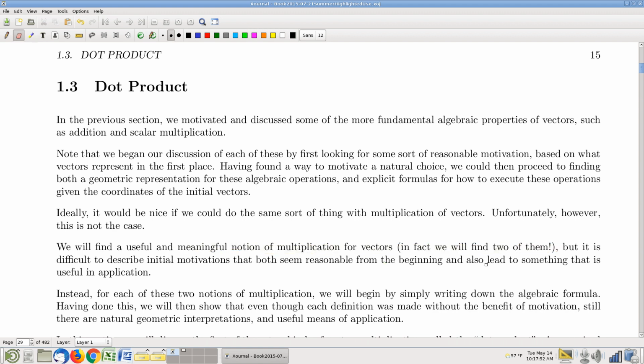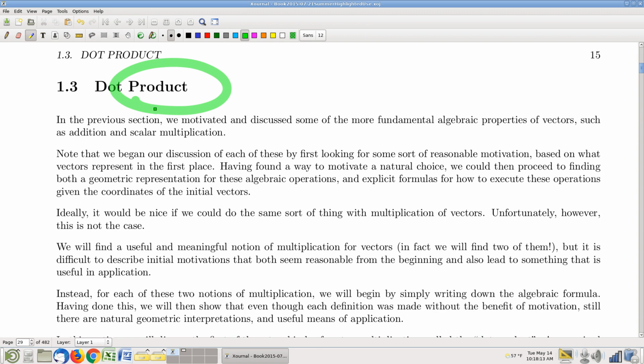So, what does it mean to multiply two vectors? Going on to the next section now. Reminder, what have we done so far? We've talked about what it means to add two vectors. We've talked about what it means to subtract two vectors. We've talked about what it means to multiply a vector times a scalar. Well, what if I want to multiply a vector times a vector?